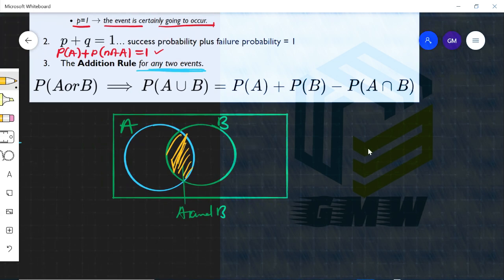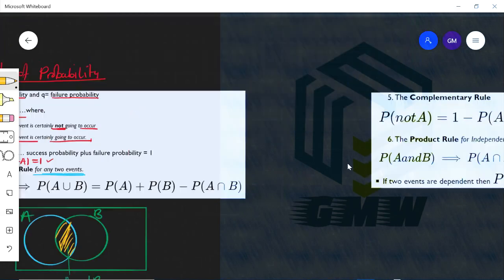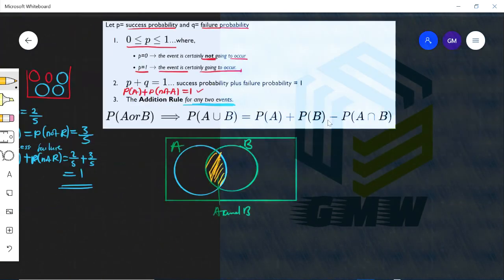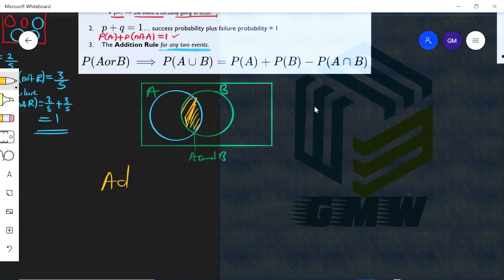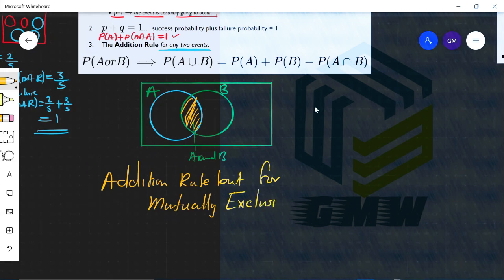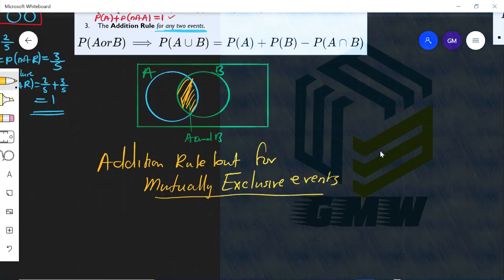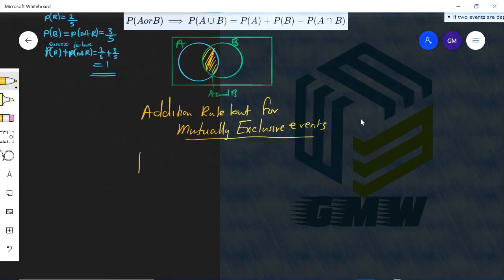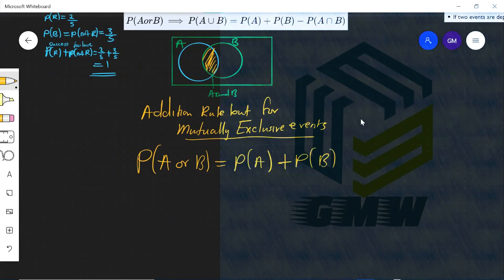Okay. Then what happens if events are not just any events but are mutually exclusive? The same addition rule, but for mutually exclusive events. Up above, we said for any events, right? So the formula for probability of A or B in this case will be probability of A plus probability of B, right?